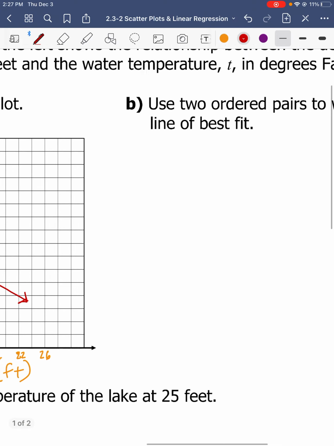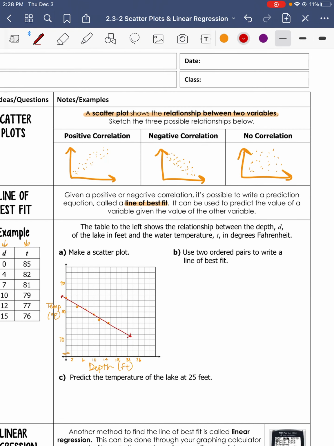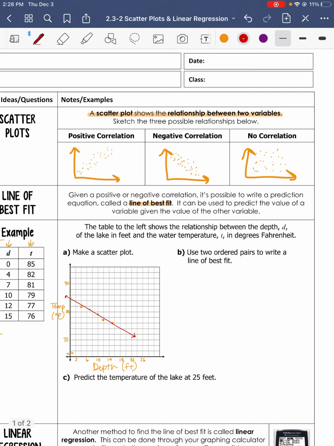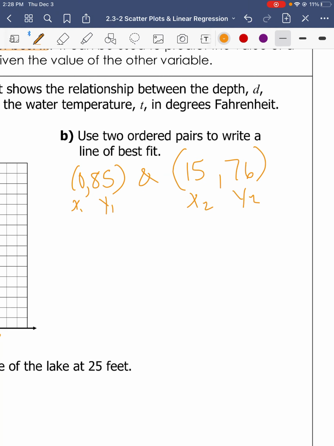So I want to use these two ordered pairs that I chose to make a line. I chose the first and the last ones, which are (0, 85), which we'll use as our x1, y1, and the last one, (15, 76), that'll be our x2 and y2. We know how to write the equation of a line given two points, so we need to first find the slope.